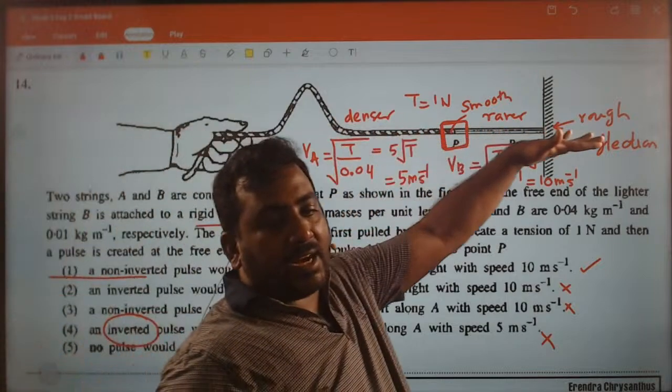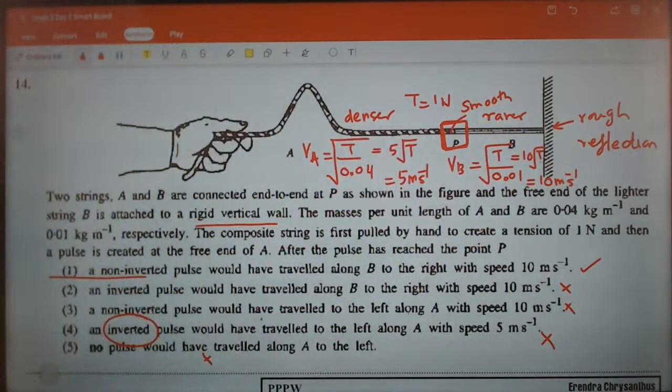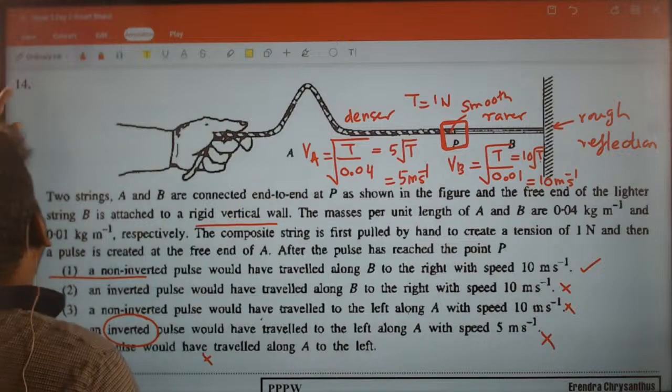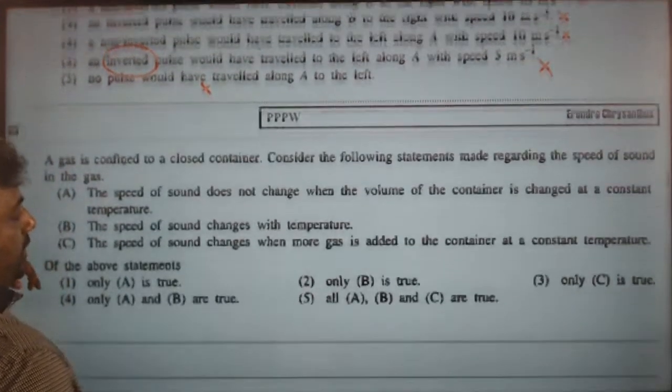And the refracted wave will also be in the same phase. Okay. Right.